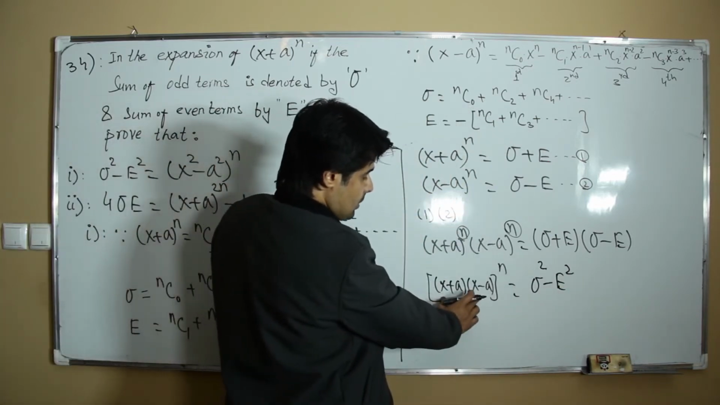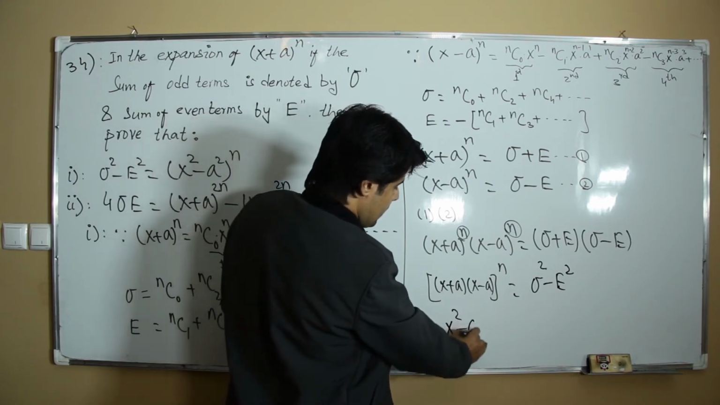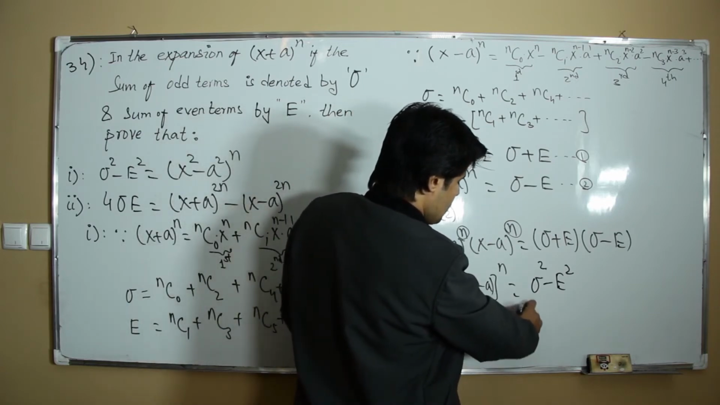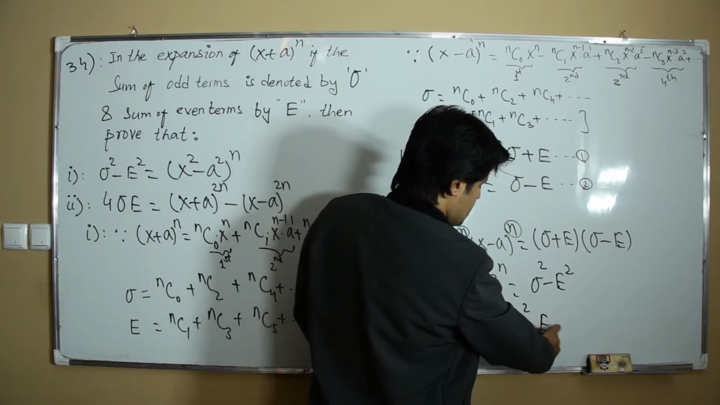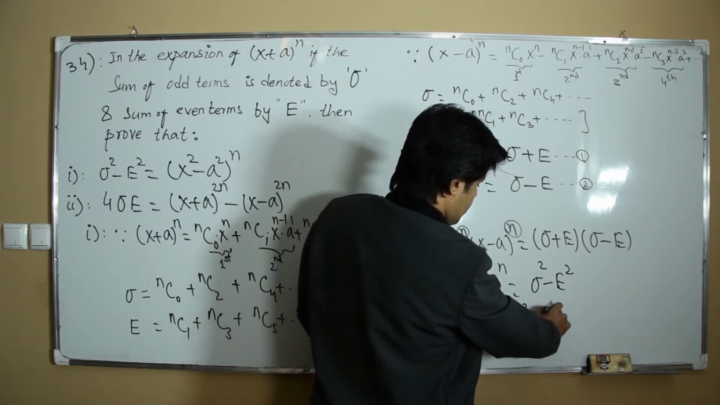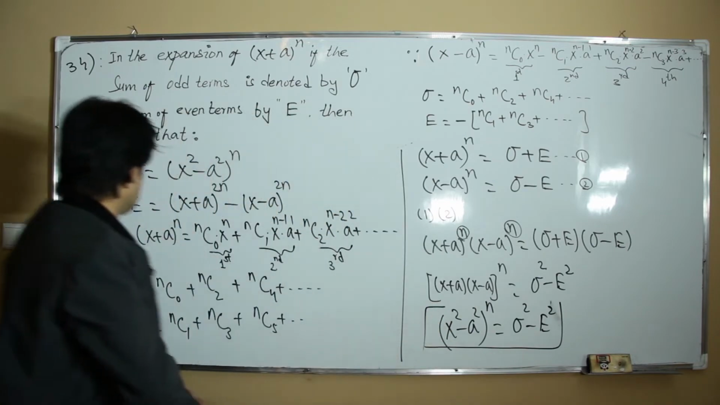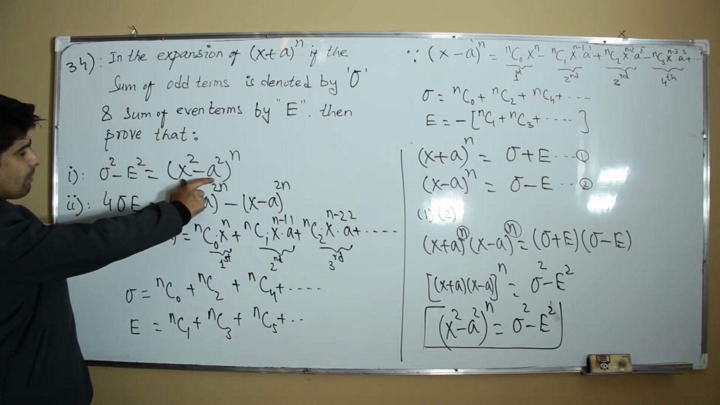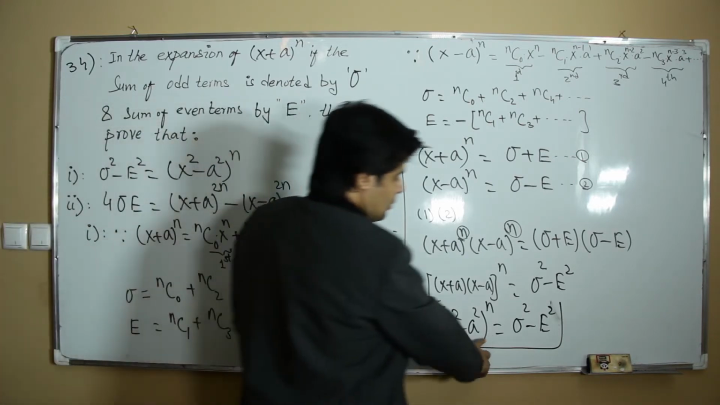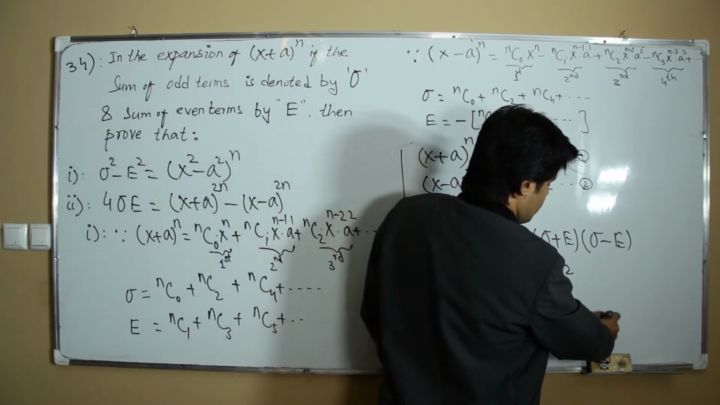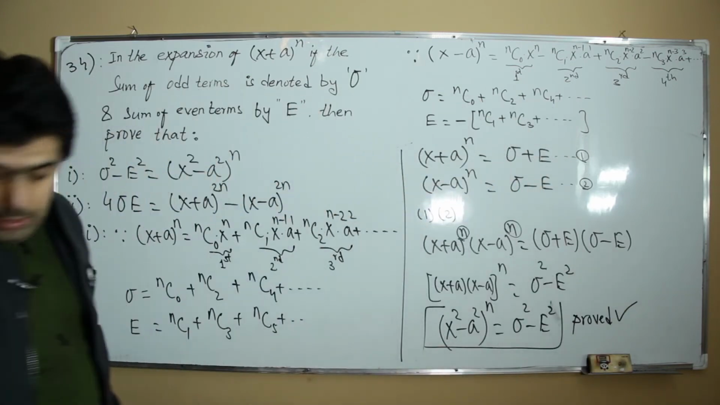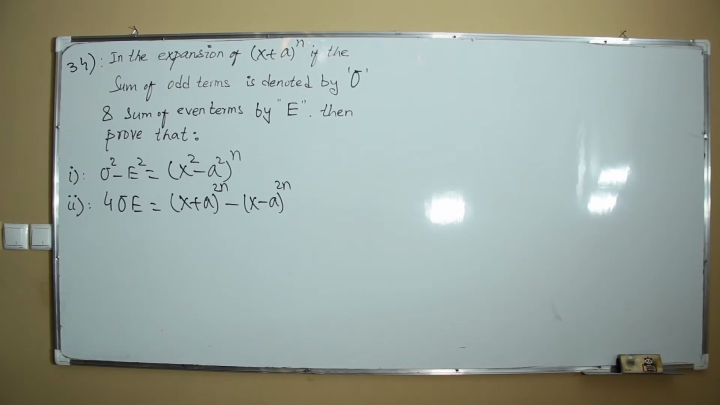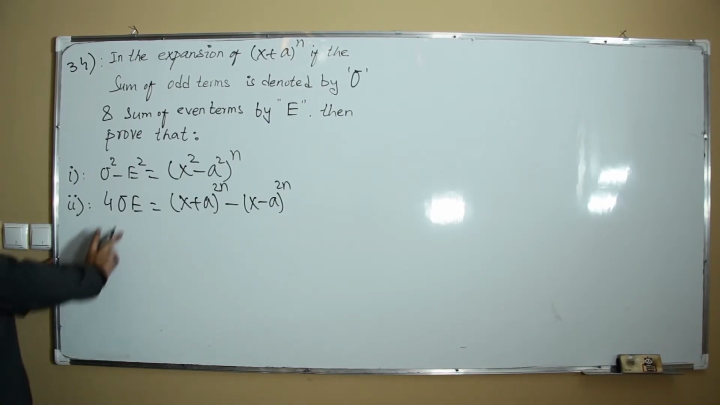Now if you multiply this one, you will have (x square minus a square) raised to the power n, which is equal to o square, I mean odd square minus even square. I think the first equation was o square minus e square, which should be (x square minus a square) raised to the power n. So it is proved. Write it. We will come to the second one.